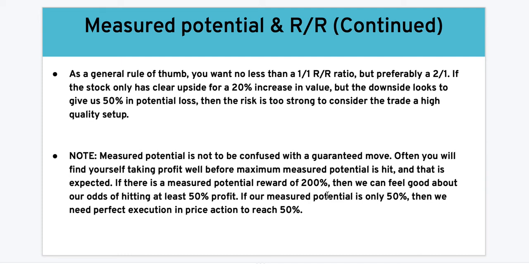And 50% is still an amazing trade. If you're doing 50% profit consistently, that's awesome. That's a great, great percentage gain. So if our measured potential is only 50%, then we're expecting perfection. We're expecting to get exactly a move to our measured potential in order to hit 50% profit. Now, if we look for a trade with that 100% or 200% measured potential, when we hit 50%, we feel pretty good about our odds because we're only halfway to our measured potential, versus needing a full move to our measured potential.